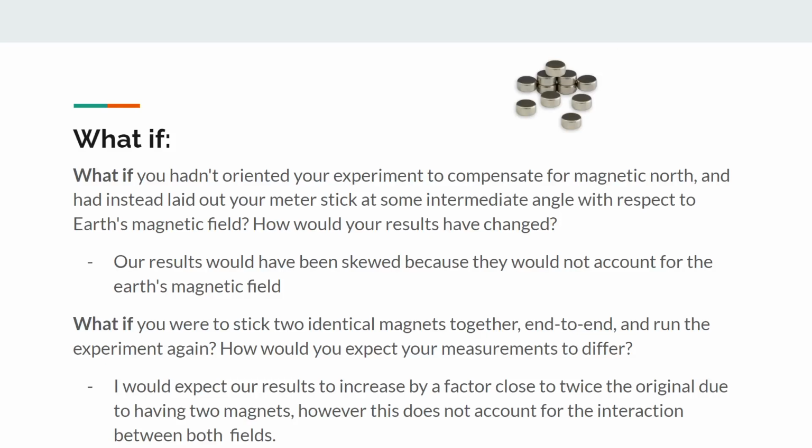If we were to stick 2 identical magnets together end to end and run the experiment again, I would expect our results to increase by a factor of 2 from the original due to having 2 magnets, but this doesn't necessarily account for the interaction between the 2 fields.